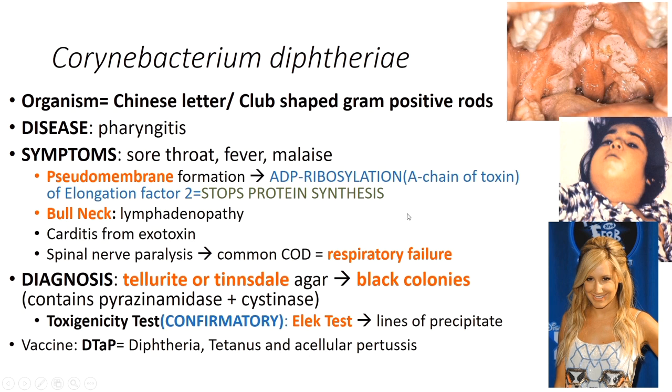Now, the other things you're going to find with this is this bull's neck appearance, which you can see on this poor child right here. And this is severe anterior cervical lymphadenopathy, and that's known as the bull's neck appearance. Other things, this exotoxin can be absorbed in the blood, head to the heart and cause carditis, head to the nerves and cause spinal nerve paralysis. And if that makes its way down to your respiratory system, it can cause respiratory failure. And this is a common way that patients end up dying. In addition, if you have a pseudomembrane that causes obstruction of your airway, you're cutting off breathing, and that can be a problem as well.